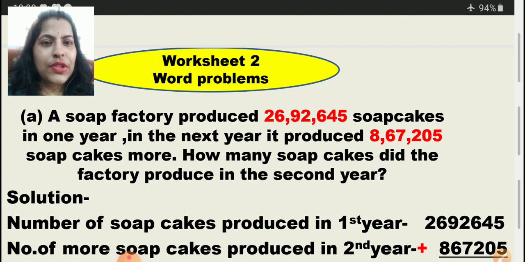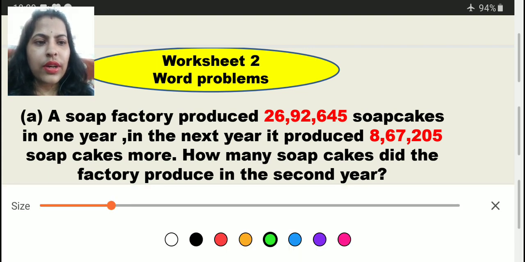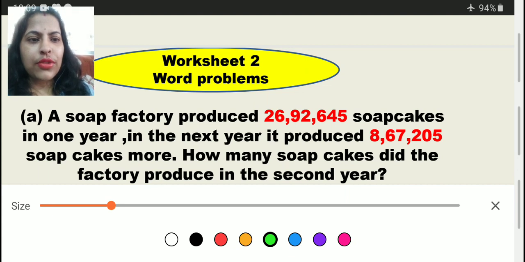So now, today, I'm going to teach you Unit 2, Worksheet 2, Word Problems. Here, I will explain the questions one by one and how to solve them.